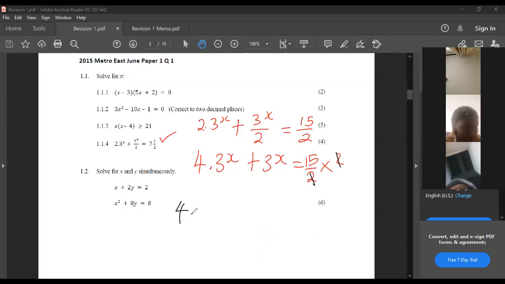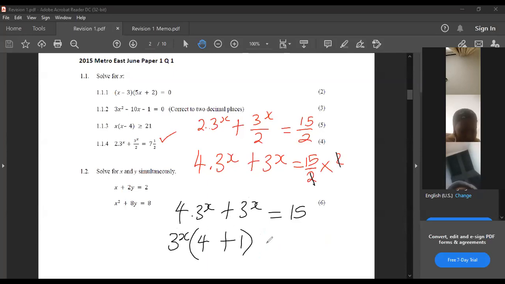So I'm having 4 times 3 to the power x plus 3 to the power x is equal to 15. I have 3 to the power x here and 3 to the power x there, separated by a positive or negative sign, so we can factor out 3 to the power x. What remains is 4 plus 1, which is 5. So 3 to the power x times 5 is equal to 15.